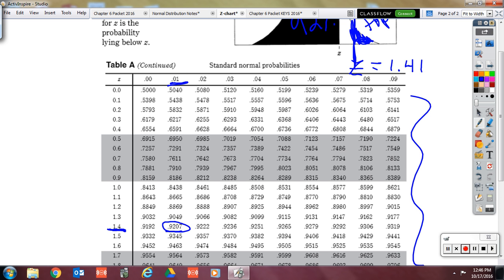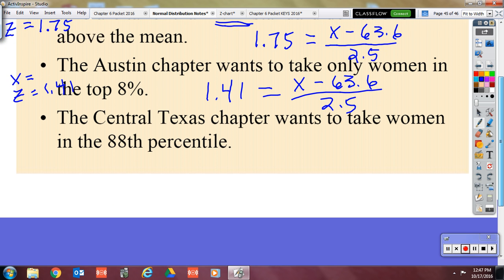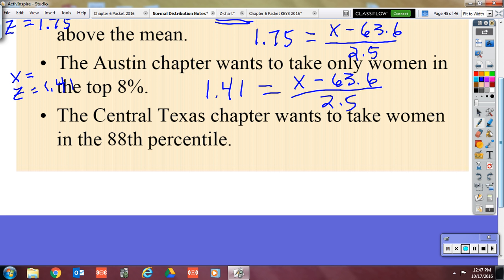Okay, very good. So let's go back to our problem and set this thing up. So I know my z-score, 1.41. So I'm going to set that up. 1.41 equals x minus the mean over the standard deviation. Then I would do my algebra to solve for x. All right, last one. I want you to figure this one out. The Central Texas chapter wants to take women in the 88th percentile. So is this 88th percentile going to tell me a height, or is it going to get me a z-score? All right, so go to your z-chart and figure it out.